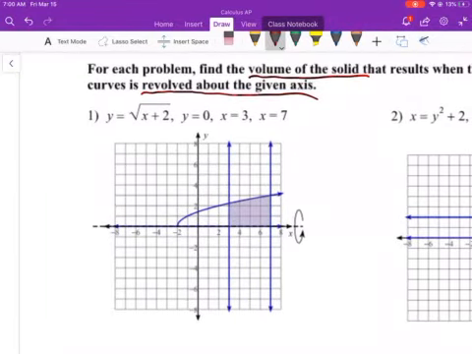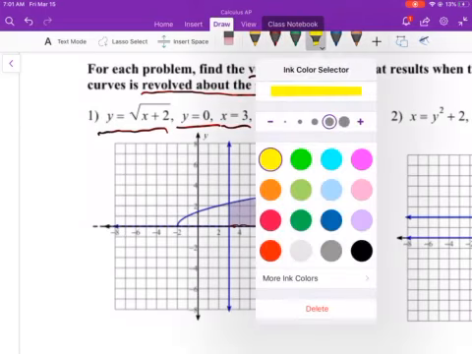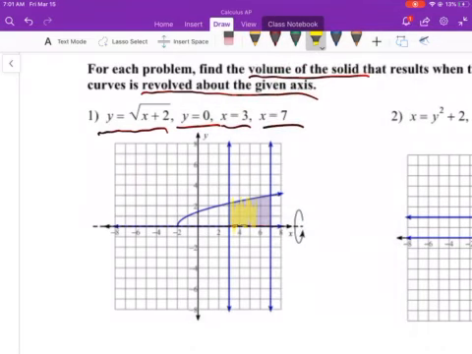So you can see here they give us a function. They give us y equals 0, which is the line right here, and they give us these two horizontal lines. So they give us a clear region right here. We're going to take that and we're going to spin it around the x-axis.